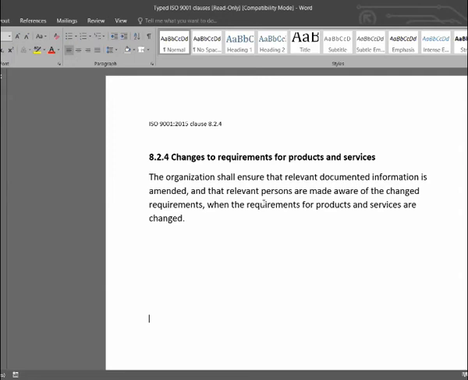Just like with the VAT, it has been amended by one of the interested parties. Now, have the relevant persons been made aware? Maybe the ones in finance, or even those who are giving prices, do they know now how to do it? So on that particular clause, there will be evidence for one, amendments, and evidence of making relevant persons aware. Yes. Okay, it covers any change of a product or a service.